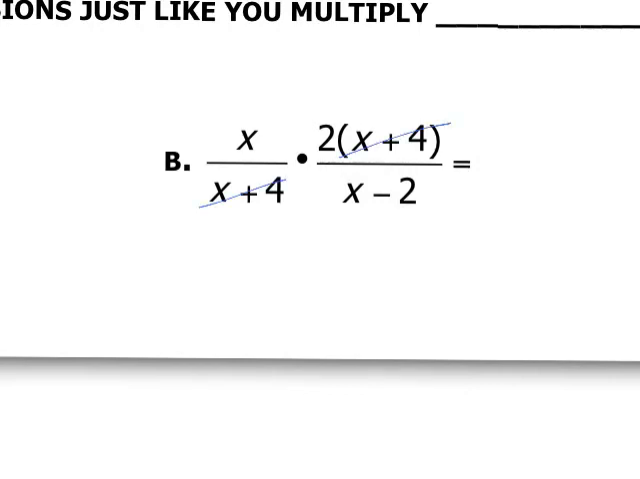No. All or nothing, right? What about my x's? No. Same rule, all or nothing. I can't take that. So what am I left with on top? 2x. What am I left with on bottom? X minus 2. Good.